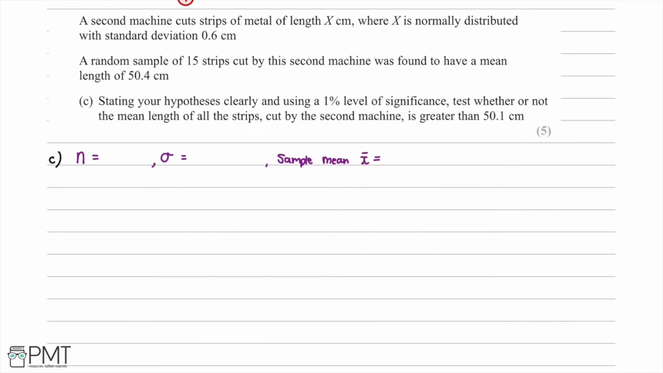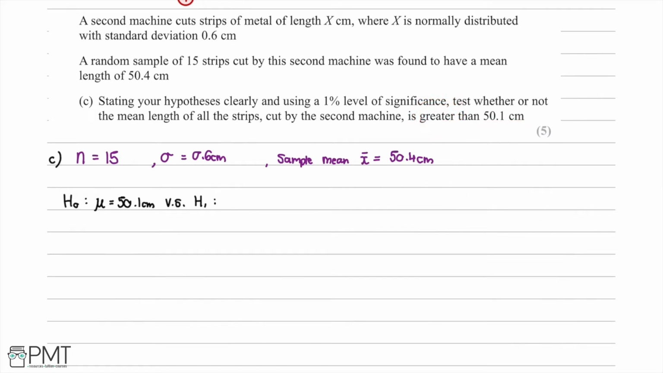So we're first going to note down the information we're given. So we're given that n is 15 because we're dealing with 15 strips. We're given that sigma, which is our standard deviation, is equal to 0.6 centimeters. And we're given that our sample mean, which we'll denote by x bar, is equal to 50.4 centimeters. So we're first going to state our hypotheses. So this means we'll have a null hypothesis and we will have an alternative hypothesis, which will be noted by H1. So as we do with these types of questions, we'll have that H0 is going to be our mean mu is equal to 50.1 centimeters, and then our alternative hypothesis. So in the question, we're asked to test whether or not the mean length of all the strips is greater than 50.1 centimeters.